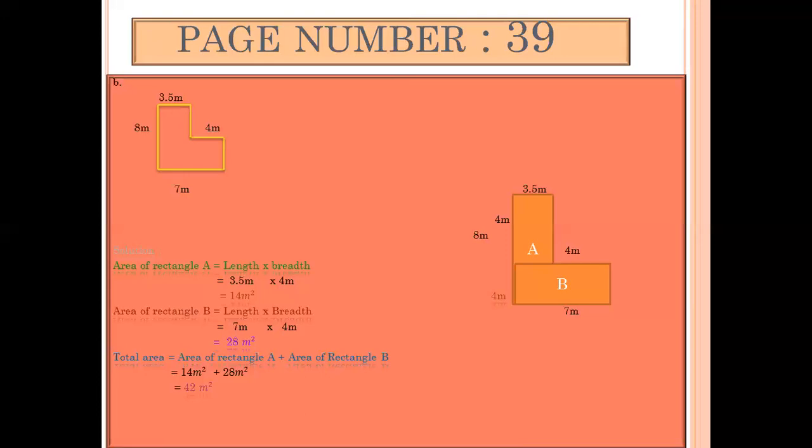Is it clear to you how we convert the composite shapes into basic shapes, calculate the areas of both basic shapes A and B, and at the end we add the areas of those rectangles or triangles and get the area of the whole composite shape?